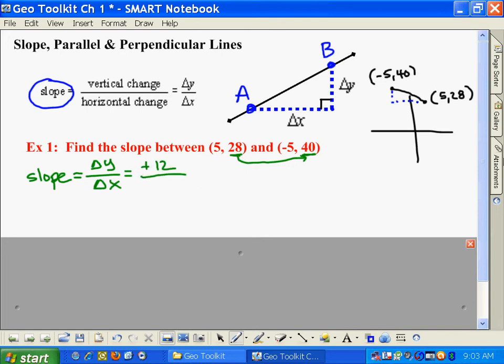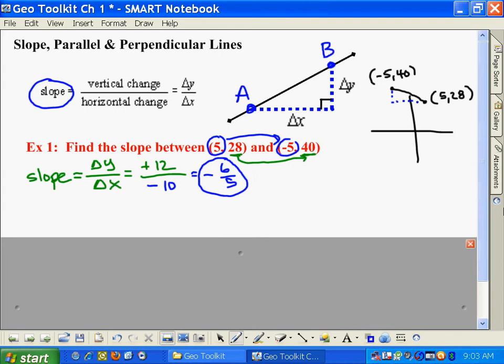Likewise, if we were looking here at the x's, here's one x, here's the other x. To get from 5 to negative 5, what would you have to do? You'd have to go down 10. And so in this case here, our slope would be 12 over negative 10, and we can go ahead and reduce that, so that will become negative, and when we divide these both by 2, that'll become a 6, and the bottom will become a 5. So that ends up being our slope.